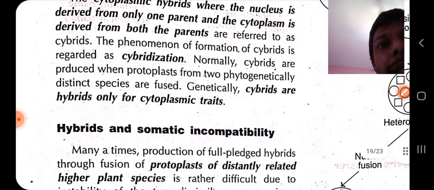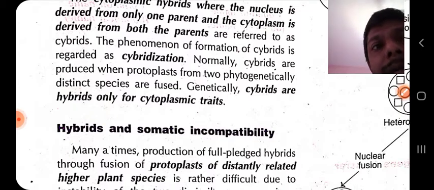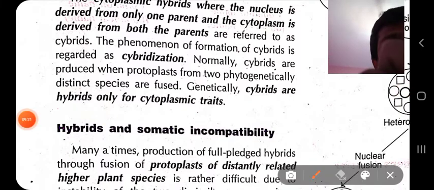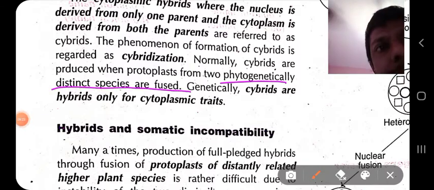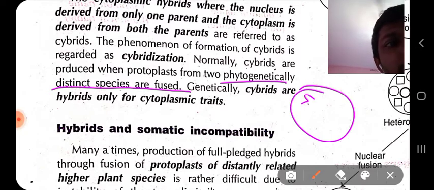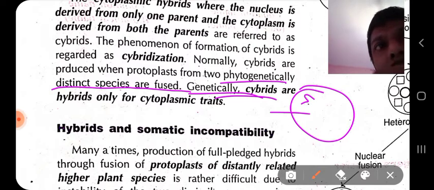Now, normally hybrids are produced when protoplasts from two phylogenetically distinct species are fused. What is phylogenetically distinct species? That means two different plant species are fused. We are actually interested in the cytoplasmic DNA, the mitochondrial DNA, the chloroplast, the plastids that contain it. So our main interest is the cytoplasmic DNA content.